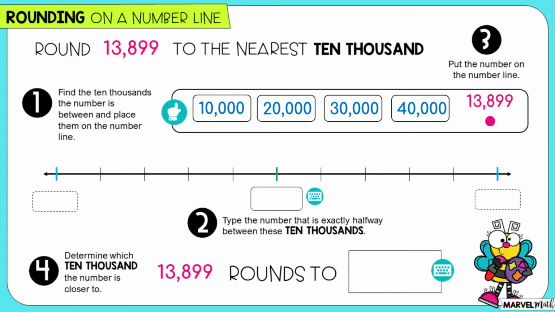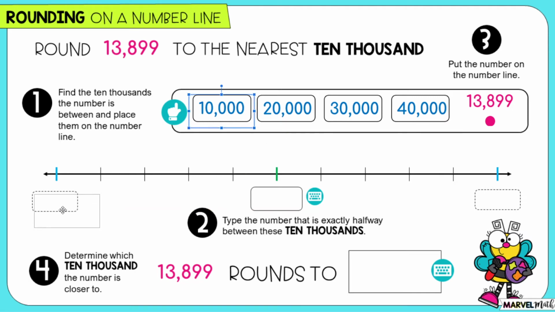Hello students! I'm going to show you how to round to the nearest 10,000 using a number line. We're going to start with the number 13,899. So the first thing we need to do is to determine what 10,000s that number is between.